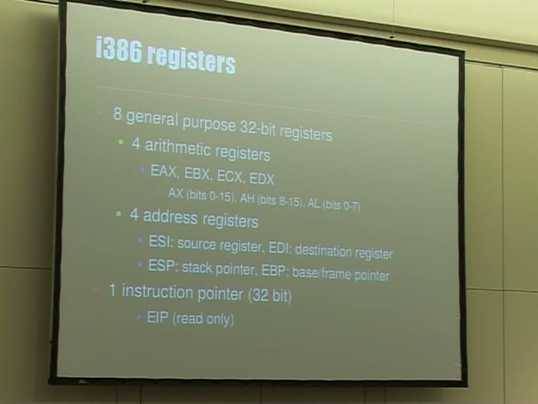So we've got 8 general purpose registers, which are 32-bit wide. And 4 of these are just arithmetic registers. They are called EAX, EBX, ECX, and EDX. And they basically are used for arithmetic operations. You will see what's going on there later. And actually, there's one thing about these registers. They look quite complicated. Why didn't they just call them A, B, C, and D or something like that?